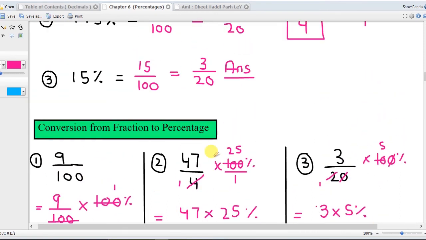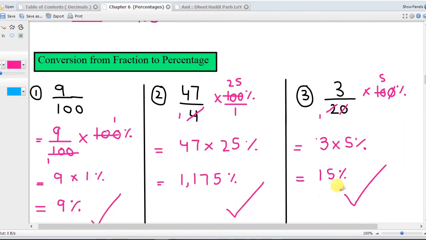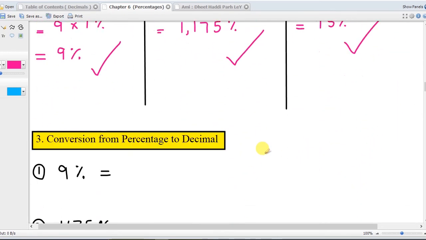So this is our final answer. Now we can verify this. See, 15%, and the value we are getting in our answer, 3/20. In this case 3/20 is our question, and the answer we are getting is 15%, right? I hope you have got the concept now.